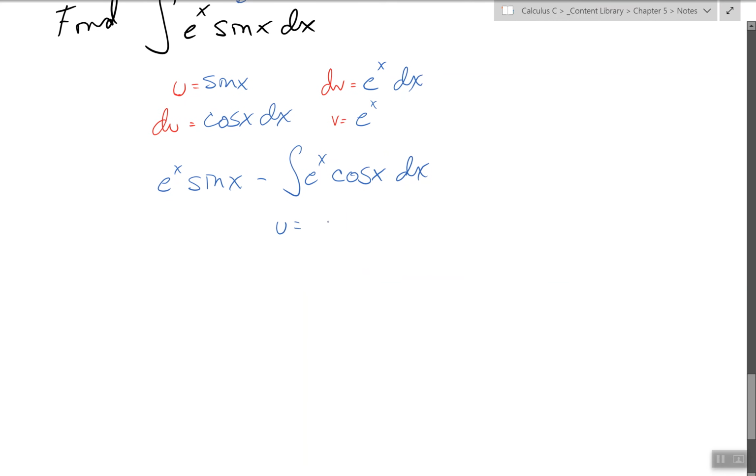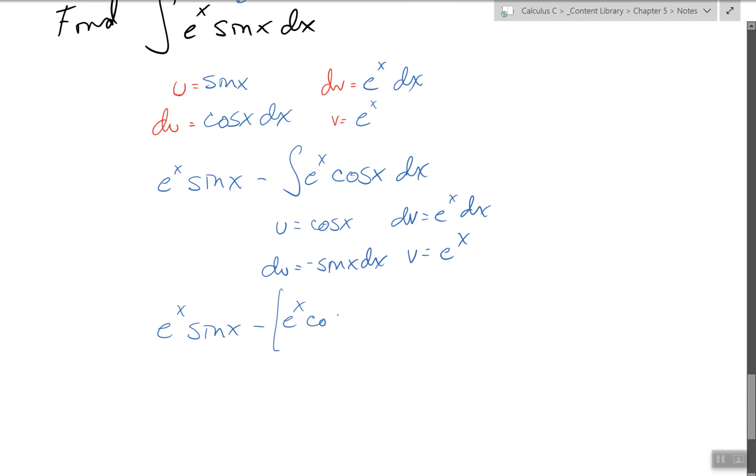So the new u will be the trig function, so cosine. The new dv will be, again, e to the x dx. V is e to the x. And du, we've already done this one, is negative sine of x dx. Okay. So we have e to the x sine x minus big bracket uv, and I did what I said I wasn't going to do. We'll write e first, so we have this minus the integral of v du.